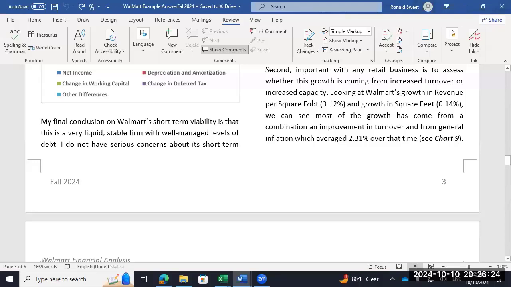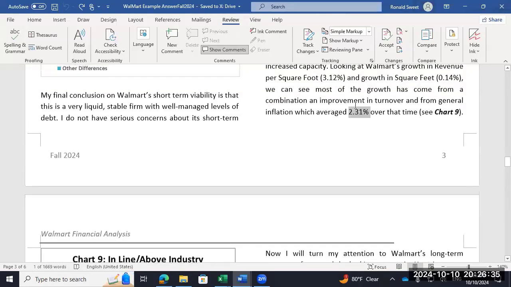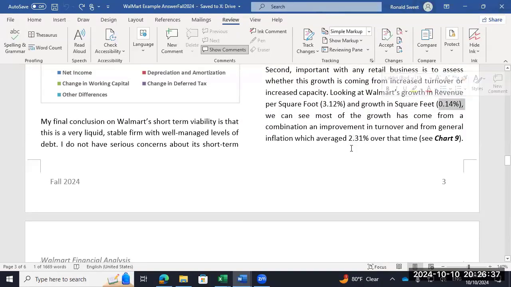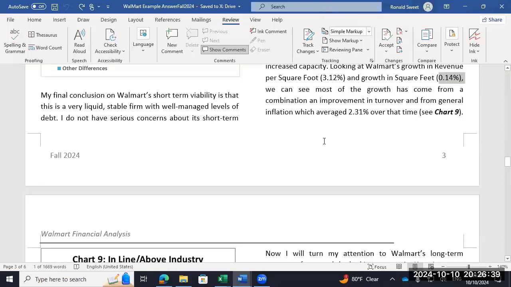Look at Walmart's growth in revenue per square foot and growth in square feet. We can see most of the growth came from a combination of improved turnover and from general inflation. Over that time, very little of it came from them adding more square feet. Now, I find that interesting because they seem to be adding stores still in San Antonio, but they're probably shutting down in other places. They struggle in certain areas. They tried to do Walmart in Germany, it didn't really work. I think they've been fighting to put a Walmart in New York City.